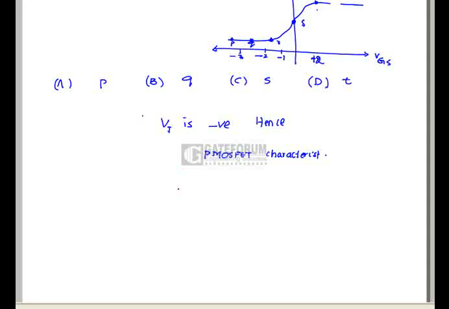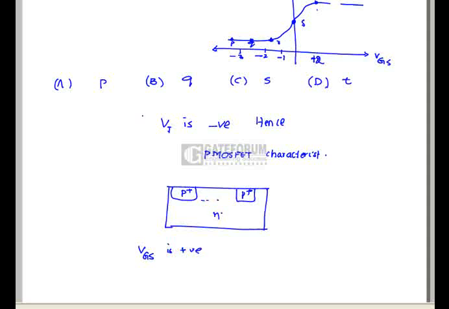For the p-channel MOSFET, if VGS is positive, electrons are going to come into the channel. Hence, that mode is accumulation mode. Here point T belongs to accumulation mode, which is option D is correct.